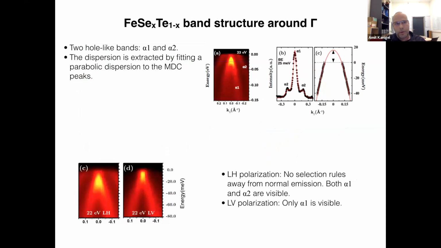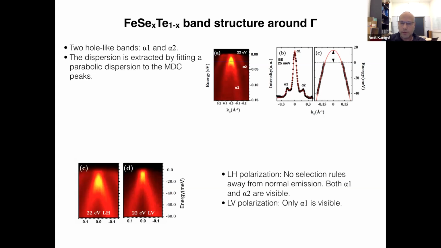Okay, so first, I would like to show you how we extract exactly the band structure. This is a typical ARPES scan at 22 eV, and you can immediately see these two hole-like bands. For each of these bands, we take many cuts at different energies, and from these momentum distribution curves, just using a parabolic fit, we can extract very nicely the Fermi energies of these two bands.